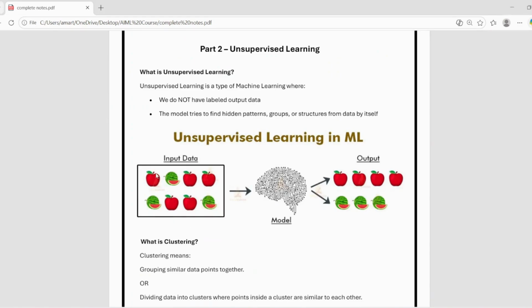For example, this is our input data. This has no output. This is only input you are giving to the model for training. Then it will try to categorize it. Like, it found two different categories from your input data, apple and watermelon. See, I didn't have the output data, but it categorized it into two different categories. So this is how unsupervised learning works.